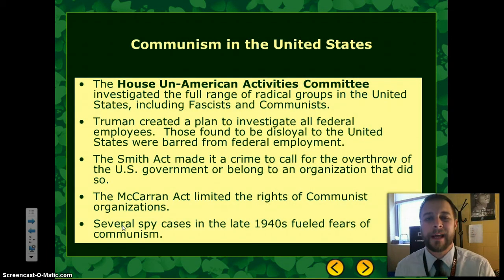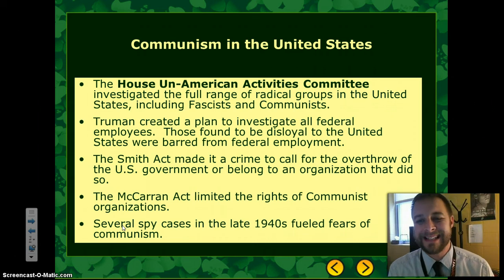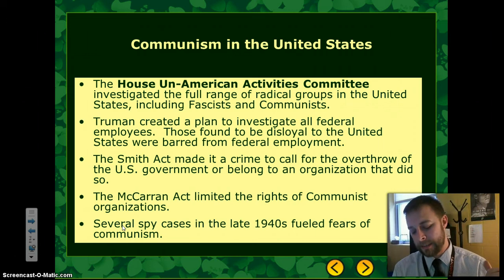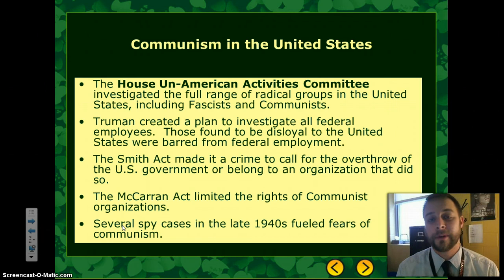As an answer to that, the United States Congress institutes the House Un-American Activities Committee. And HUAC, as it was called, will investigate radical groups in the United States, including fascists, but mostly communists. This committee is going to go on to become part of the engine pushing the Red Scare.